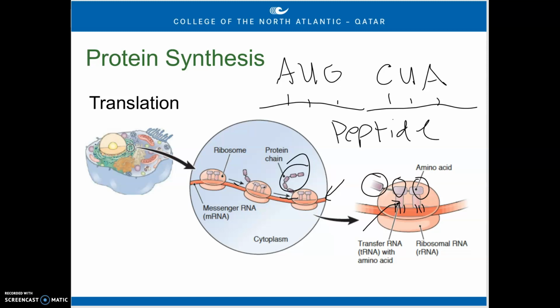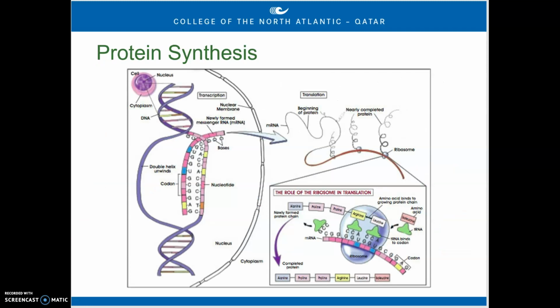And this keeps happening until we get a full sequence of amino acids, and according to the instructions on the DNA, that's going to be our protein. And that's the simple version of protein synthesis. So if you want to take one more look at it, we can have a look at this slide. Now this one's a little bit more complicated. It's got a lot more detail on it, but it's got the same principles.